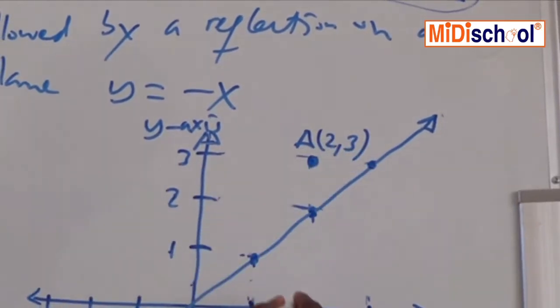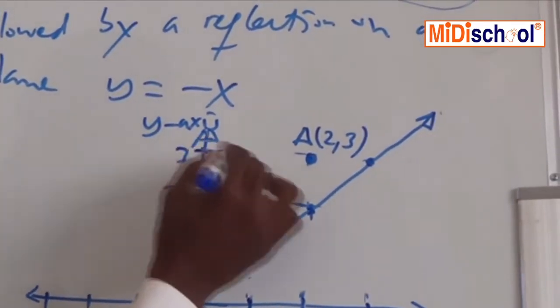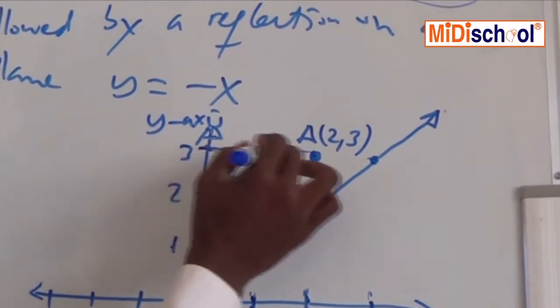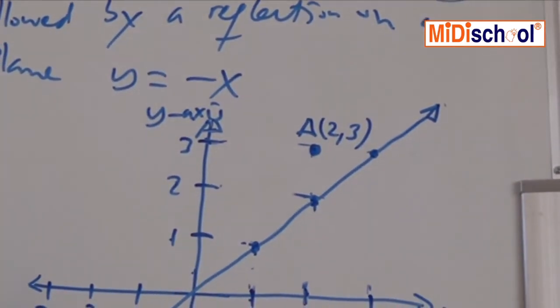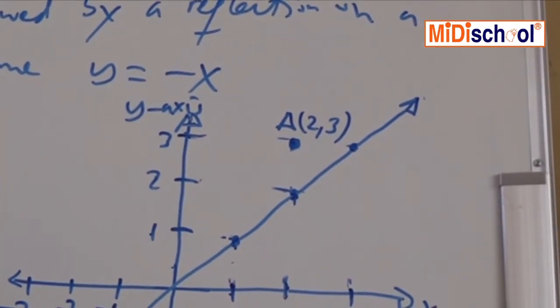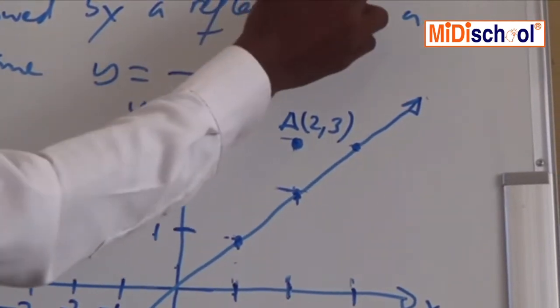Okay, so after obtaining such a line, what we have to do is to locate our point A, which is (2, 3). So 2 here and 3 here. So this is (2, 3). So the point A is there. So how do we find the image of the first reflection?